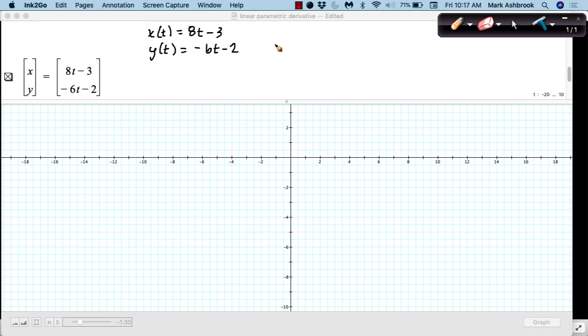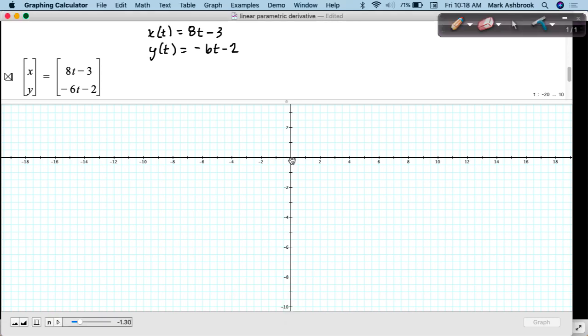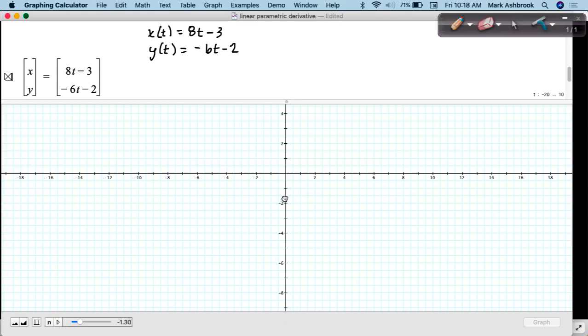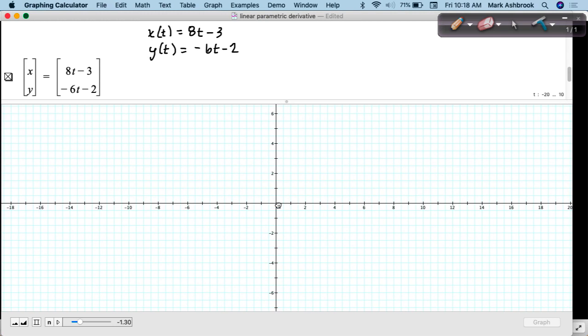Okay, so here's a new one. X is 8t minus 3. Y is minus 6t minus 2. Okay, is it a function?